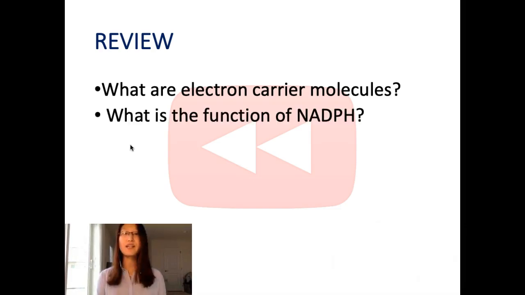What is the function of NADPH? They carry high energy electrons from the light dependent reaction to the light independent reaction. Again, NADPH carries high energy electrons from the light dependent reaction to the light independent reaction. That makes sense because in order to get the high energy electron, you have to have light.